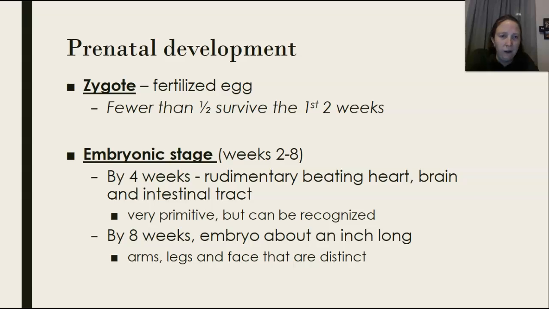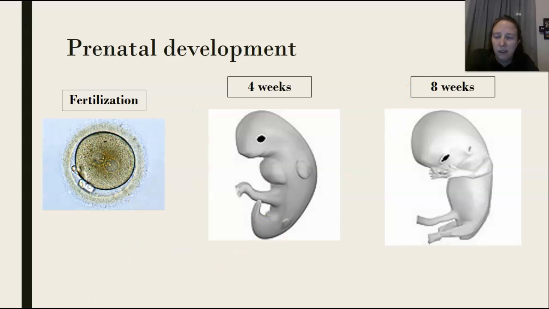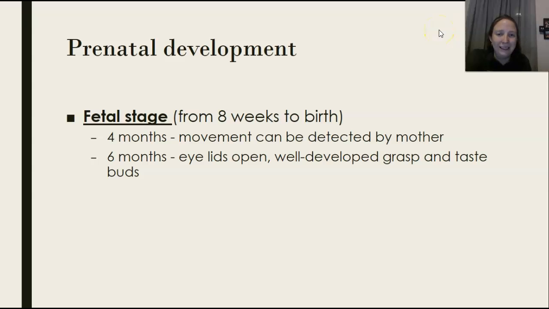So let's take a brief look. Here is our zygote at fertilization. And then these are both embryos. They look like little aliens if you ask me, but this is a 4-week embryo and an 8-week embryo. Then from 8 weeks to birth, it is no longer just an embryo and it is a fetus. And this is the fetal stage.